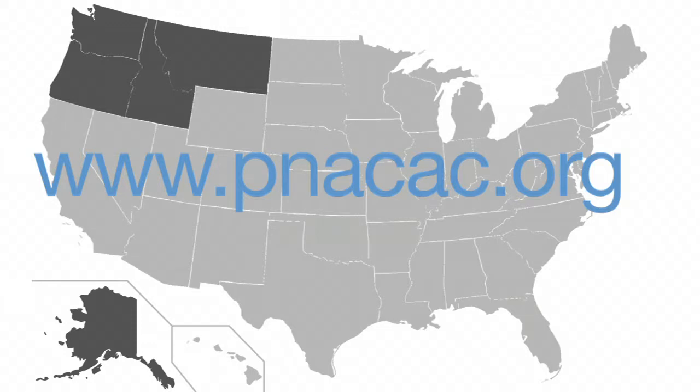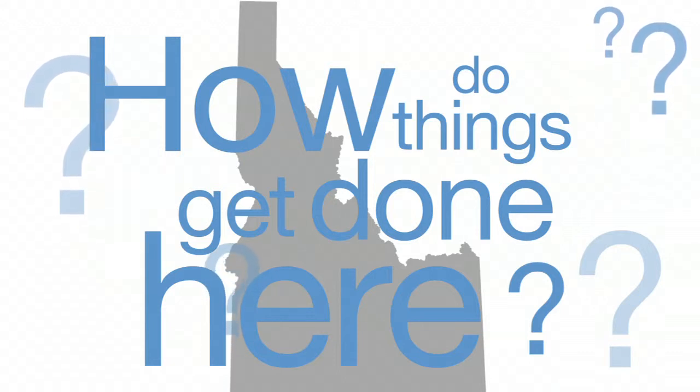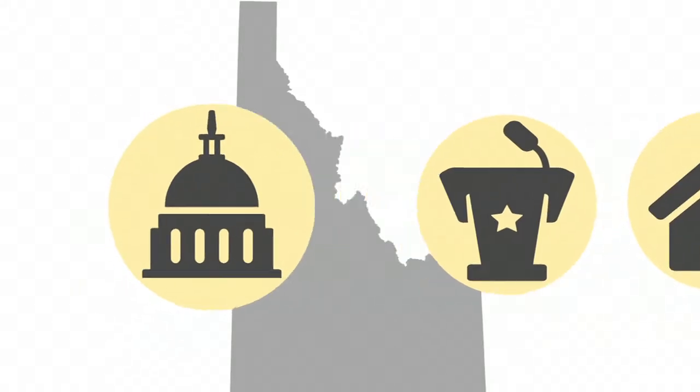In this session, we take a look at the policy process in Idaho. How do things get done here? When it comes to education policy, we're going to focus on 3 players in Idaho: the legislature, the governor, and state agencies. Let's start with the legislature.